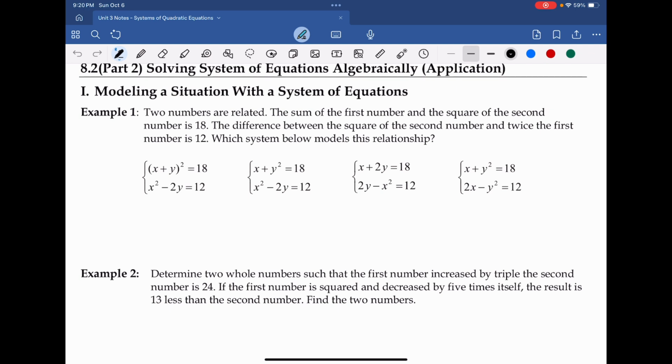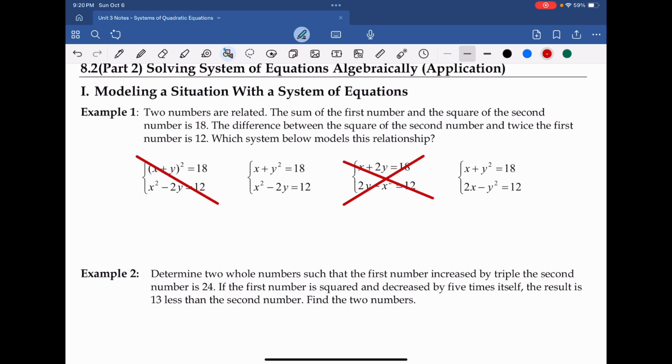Let's try and match up that first sentence to one of the systems. So the sum of the first number and the square of the second is 18. Let's let that first number be x, and let's let that second number be y. Then if it's the sum of the first number and the square of the second, that immediately rules out two of the options. What we can do is put an x through number 3. It definitely cannot work, and I'm just going to use my straight line tool for this one. It does not work.